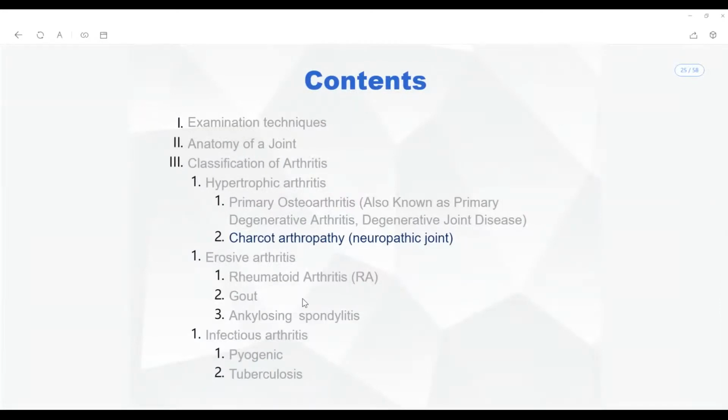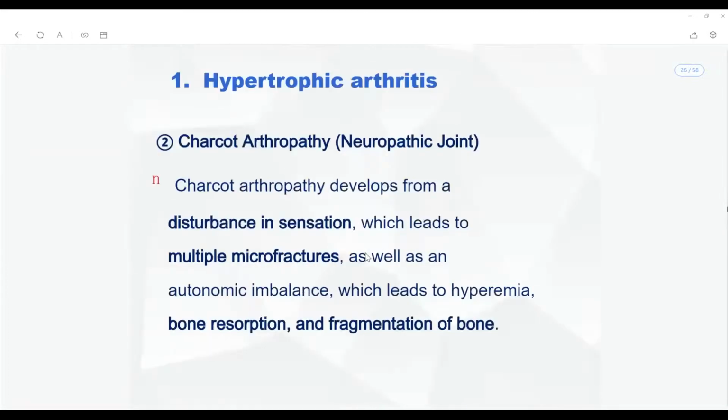Next, we are going to look at Charcot's joints. Charcot joints are, like I said, a neuropathic joint where there will be a lot of pain, and you can also see disturbance in sensation, which leads to multiple microfractures, as well as autonomic imbalance, which leads to hyperemia, bone resorption, and fragmentation of the bone.